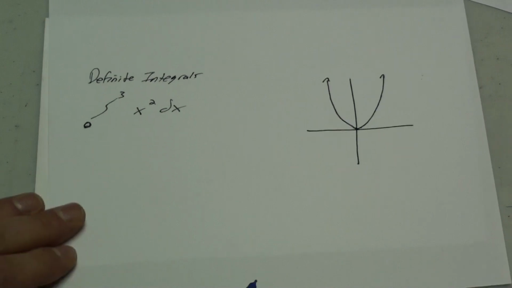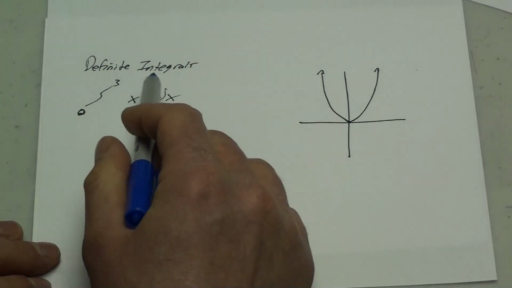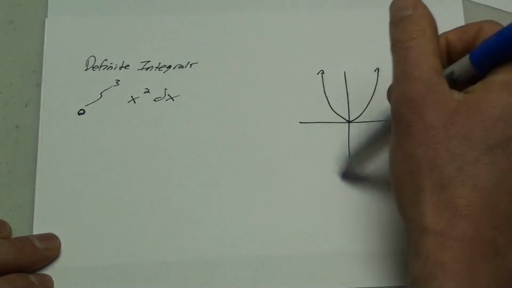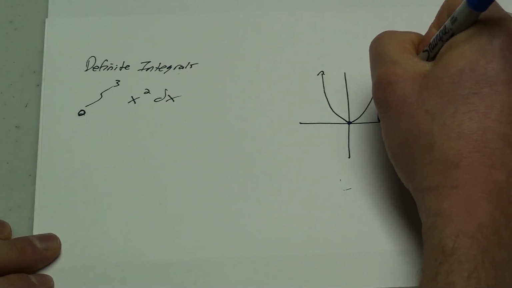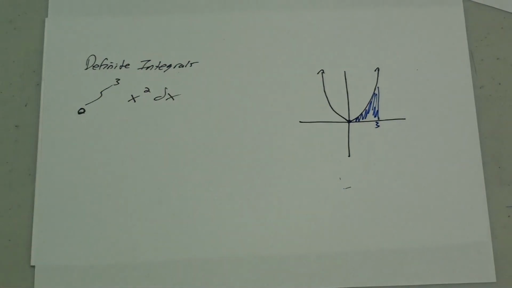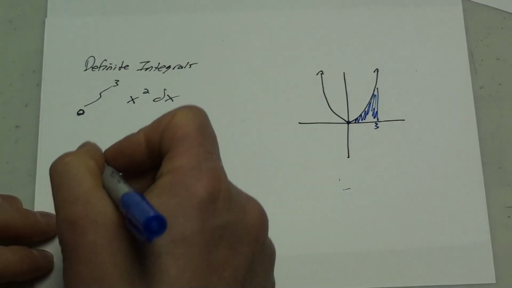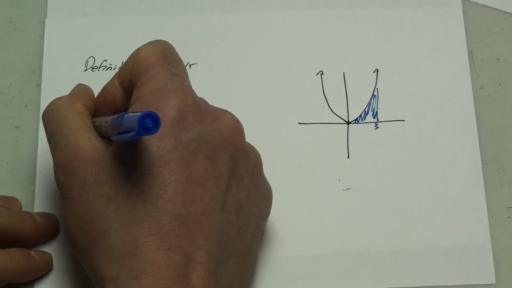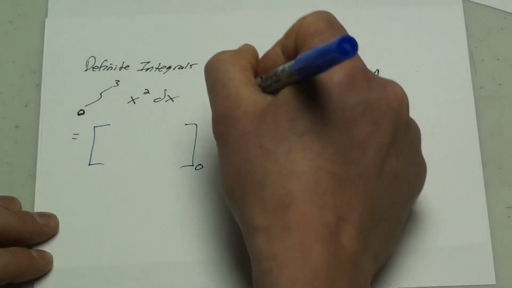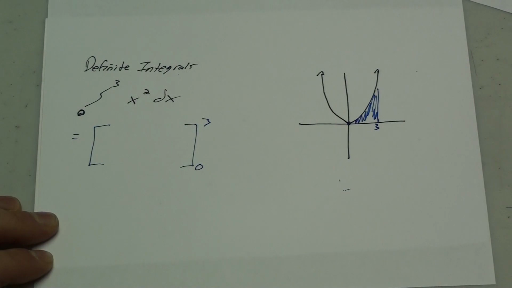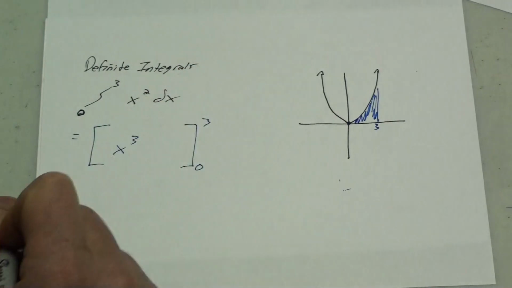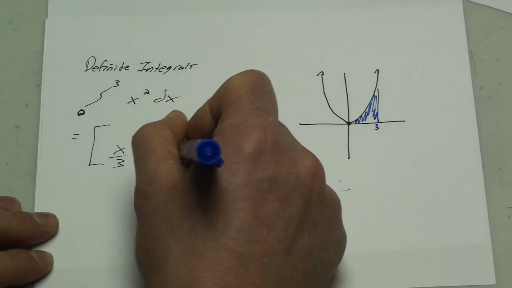Okay, the definite integral is where you have an interval that you're going from. So I'm going from 0 to 3. I only want to find the area under this curve going from x equals 0 to x equals 3. So what I want to do here is the antiderivative. I'm going to put the antiderivative in square brackets, and on the other side of the square brackets I put that interval that I'm going from, 0 to 3. And the antiderivative of this would be: raise the exponent, divide by that raised exponent, plus c.